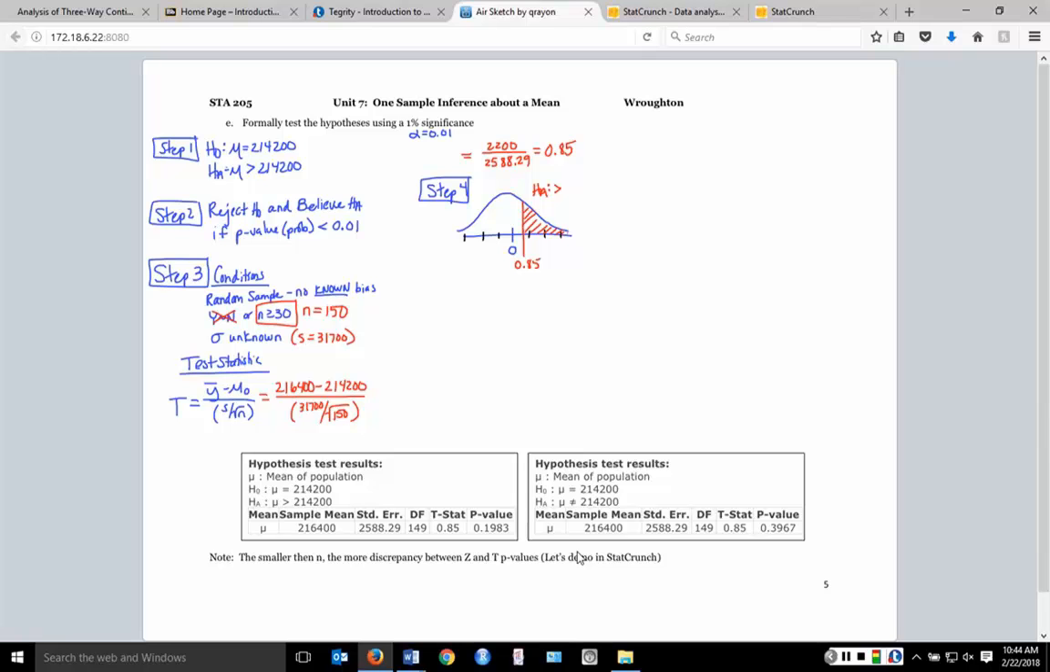So then now my p-value, or again, we can just call our probability, I'm just going to get from my output. So this is the one I'm going to choose because my sign matches. So my probability here is 0.1983.